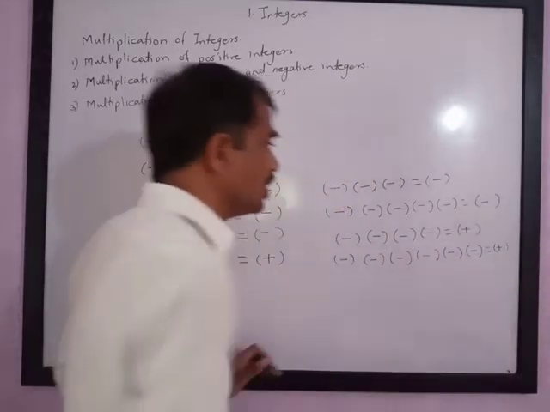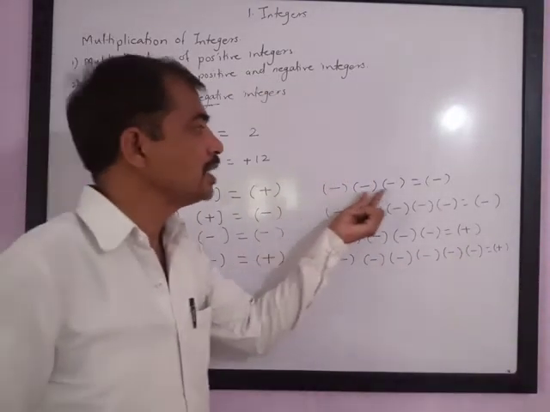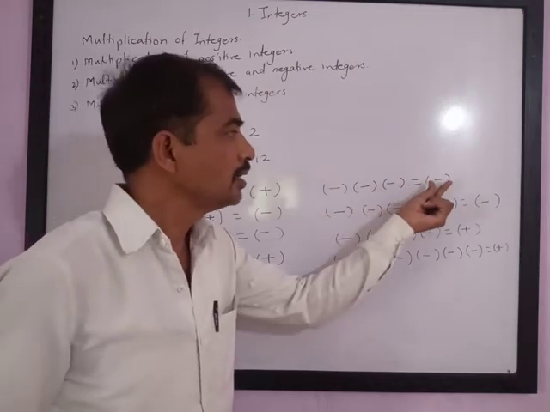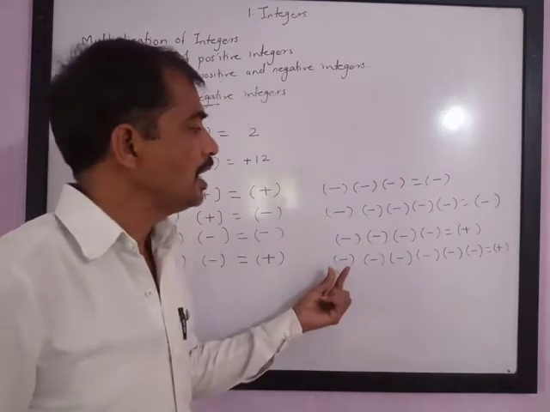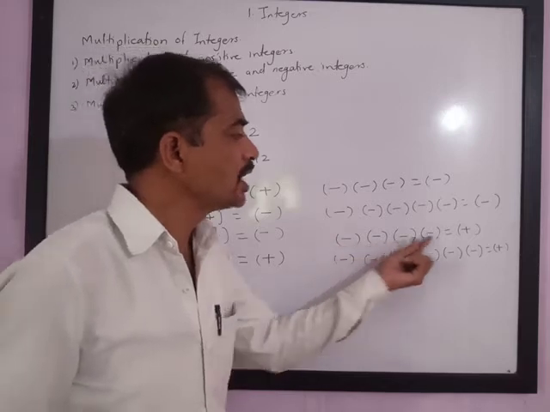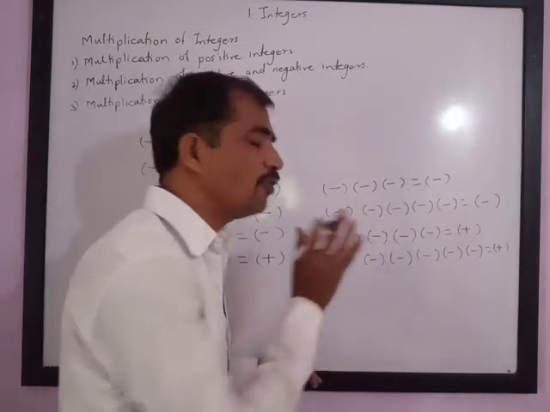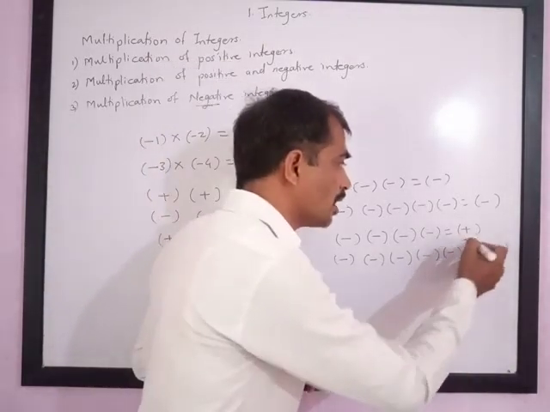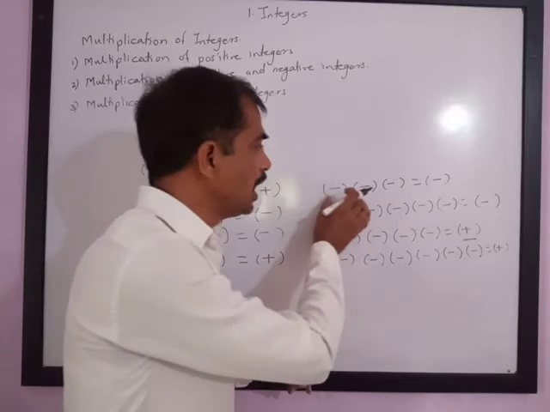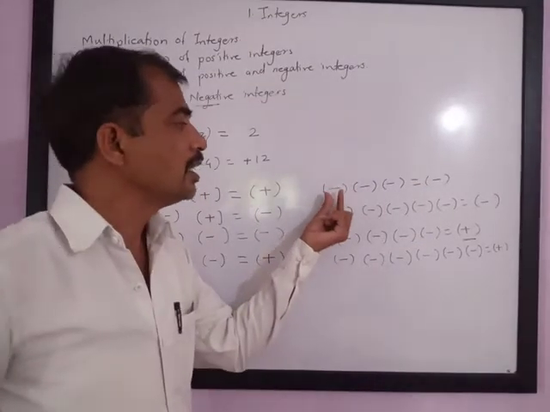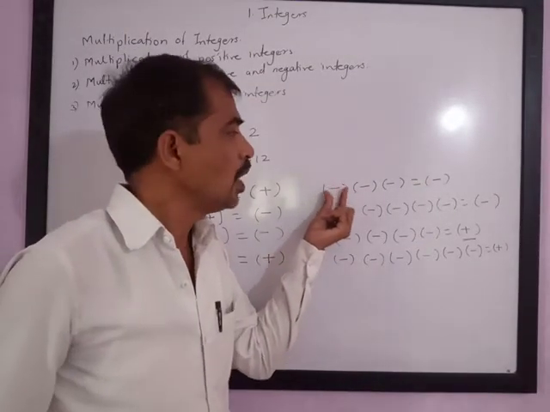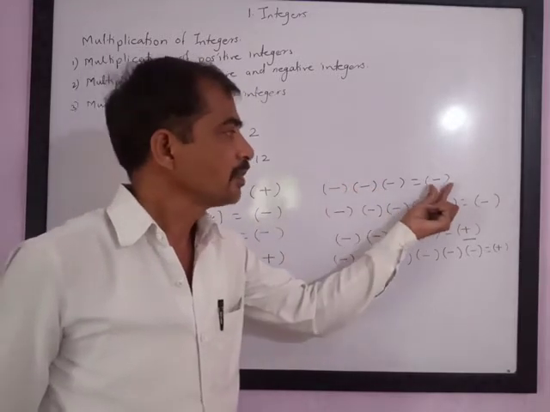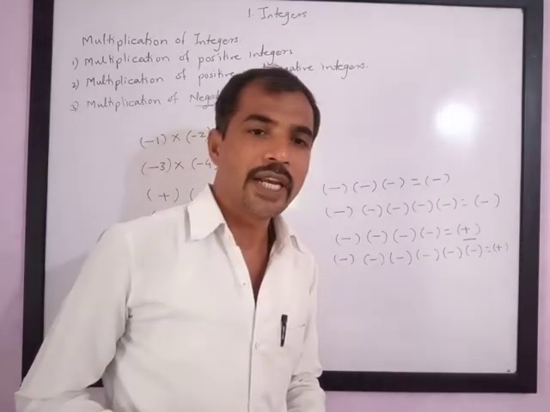Please understand from this. If the negative integers are odd, then we get a negative integer. And if the negative integers are even, meaning 2, 4, 6, 8, then we always get an answer as a positive integer. If negative integers are odd, that is 1, 3, 5, 7, 9, something like this, then the answer will always be negative.